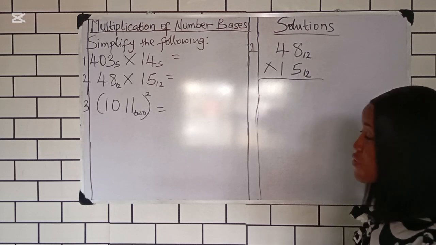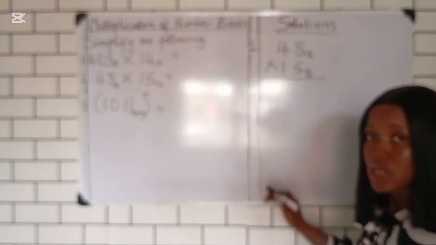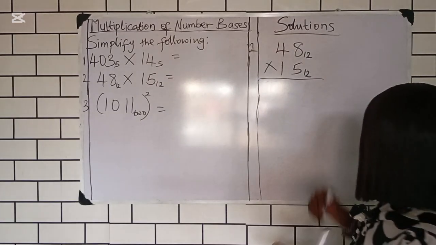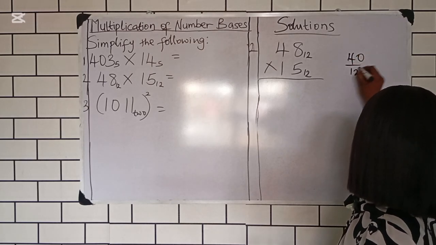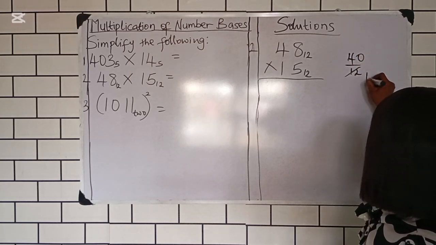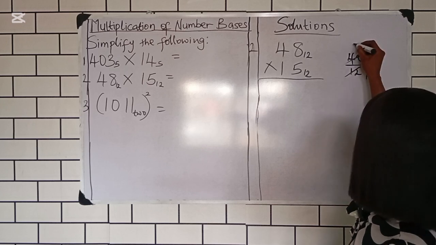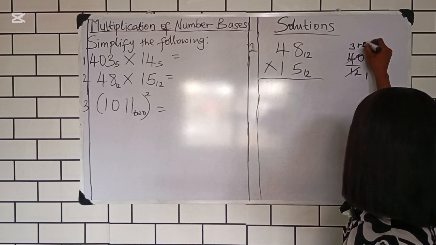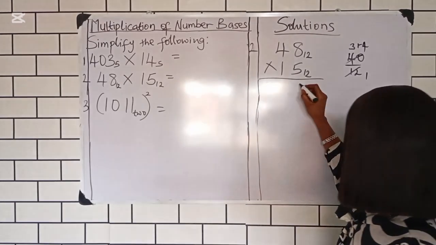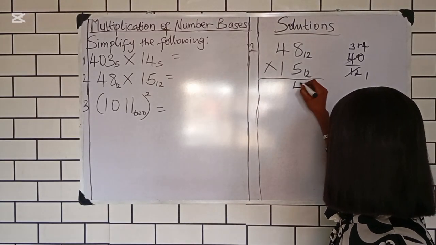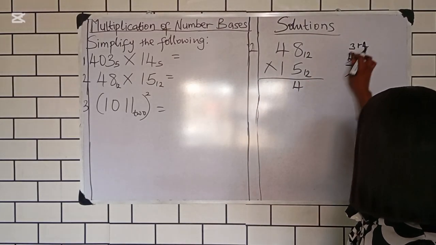5 times 8 here will give us 40. We can't write 40 here because 40 is above 12. What are we going to do? We're going to divide this 40 by 12. 12 divided into 40 here will give us 3, remainder 4. The remainder here is always what you are going to be writing. You write your remainder 4. Carry your 3.